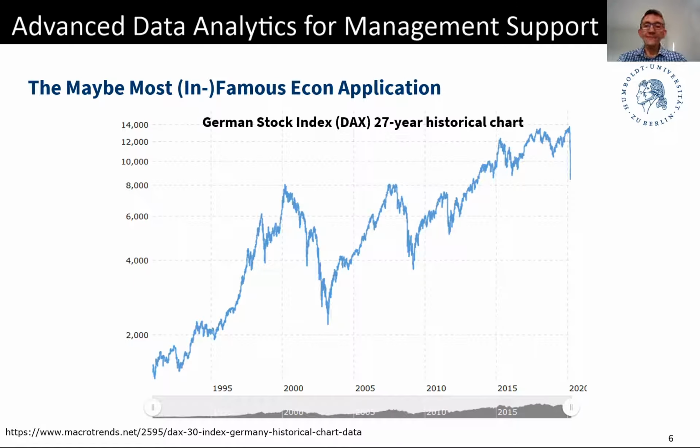And here we see the German stock index and its 27-year historical chart and how it developed, with many ups, sharp ups, but also very sharp downs. One very sharp down indeed just recently. So this is data up to March 2020. And you certainly know where the big drop that you see at the far right side of the picture is coming from, and how it has basically crushed all the progress that has been made over years.